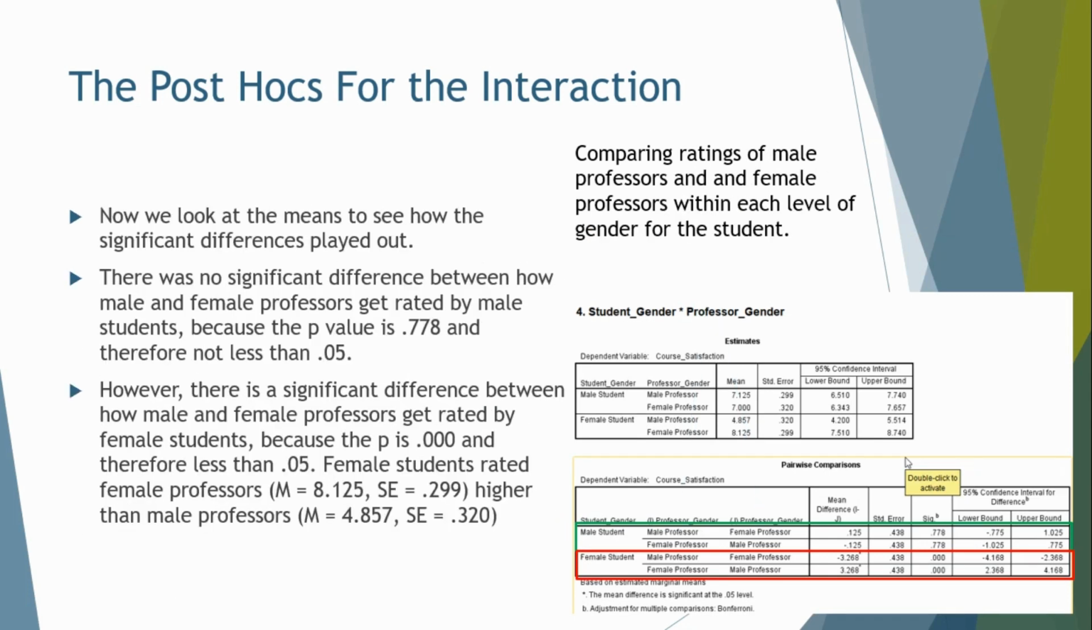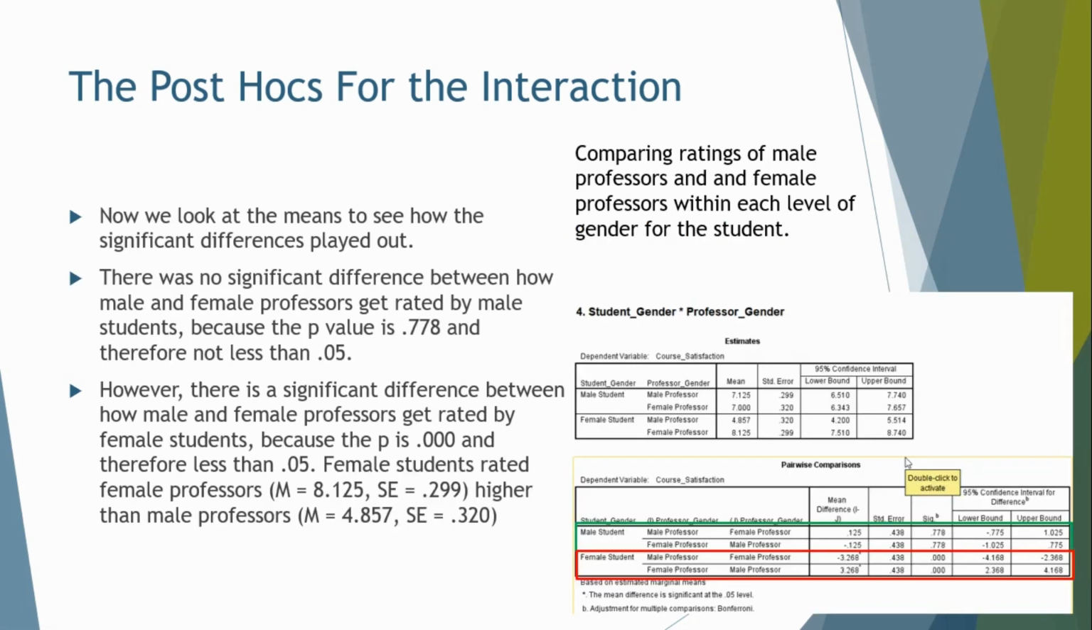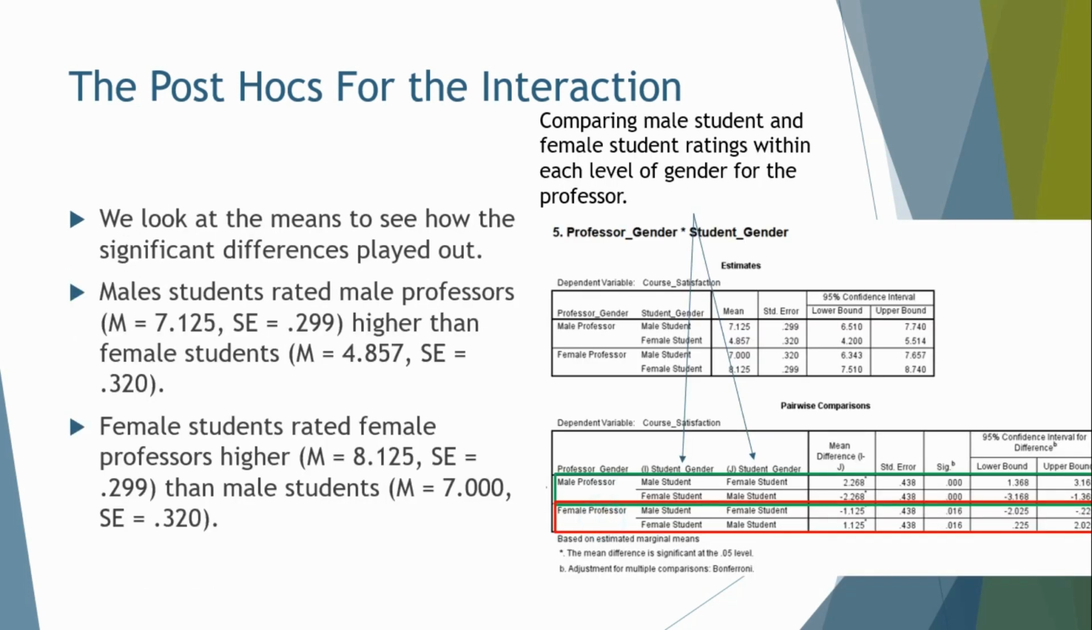But we could also examine the interaction the other way. We could look at whether there's a difference in how male students and female students rate male professors. We could also look at how male and female students rate female professors. So that's a slightly different question than what this was. That's slightly different information from what this was. I know it doesn't seem like it. That takes a little while to think through, but it is.